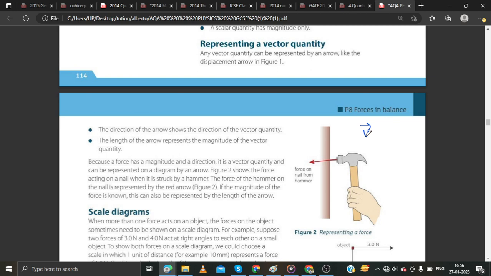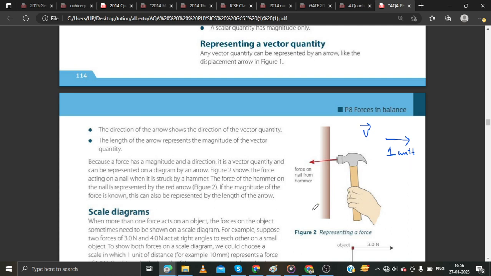The length of the arrow represents the magnitude of the vector quantity. For example, if I am representing a vector like this, and let this arrow have 1 unit size, then I can say that this is a vector of 1 magnitude acting in that specified direction. As force has a magnitude and a direction, we can categorize force under vector quantity, and it can be represented on a diagram by an arrow.